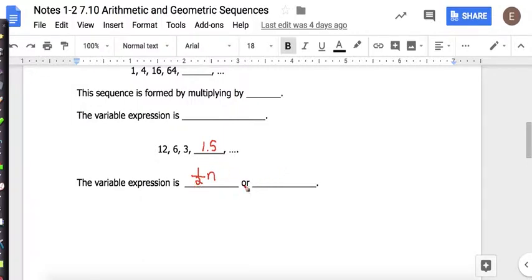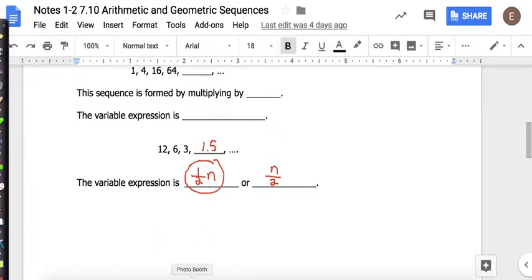Or, and you'll have to add this part on your note sheet, or n divided by 2. Now this is the way, circle this right here, this is the way I would like you to write it, but this is also correct. And writing it this way will help us as we get further into this unit.